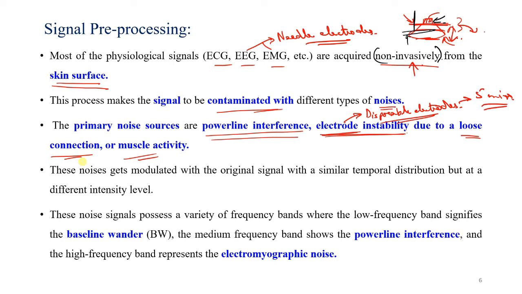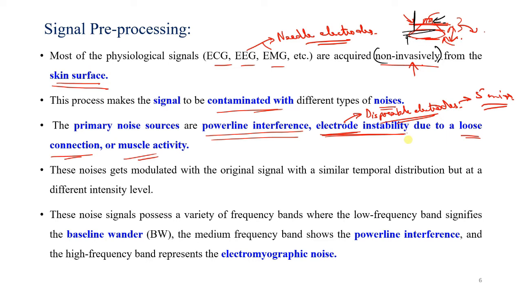Okay, so these are some primary sources of noise if you use these non-invasive types of electrodes. Obviously, some things like loose connection would also be there in the case of invasive electrode systems. However, if you use invasive systems, you will have a much more localized system, and also usually the needle electrodes are not used repeatedly. Once they are used, they are disposed of, and a new electrode is used, and hence this electrode instability is eliminated.